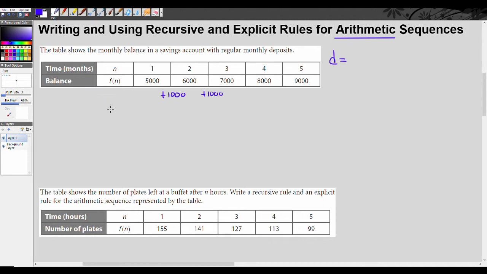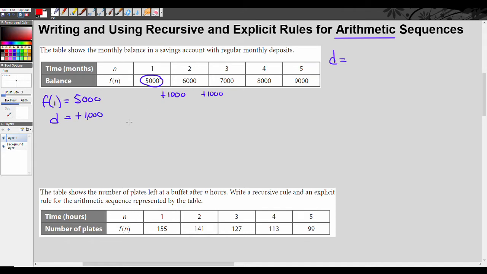So in order to write a recursive or explicit rule, you need two pieces of information. The first piece of information you need is f of 1, which is the first term. For example, in this case, our first term is 5,000. I'm going to write that down here. And you need the common difference, which I already mentioned to you. And we can see in this sequence, the common difference is we're adding 1,000. So I'm going to put here plus 1,000.